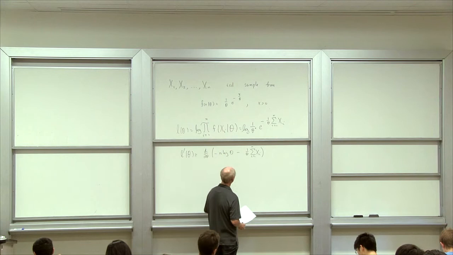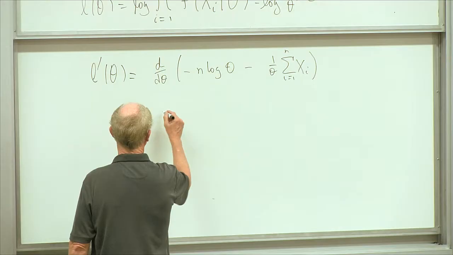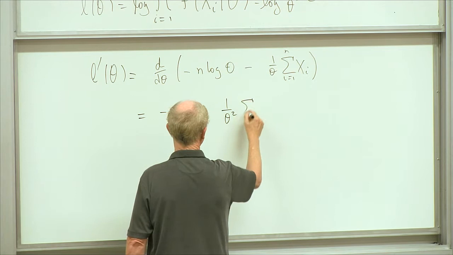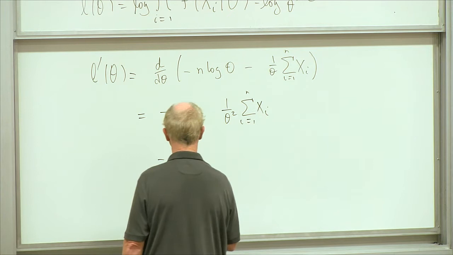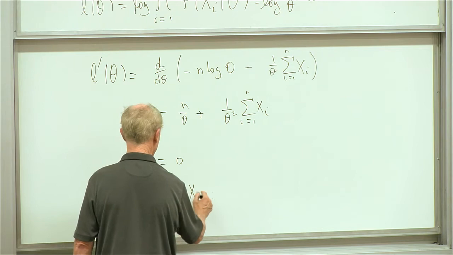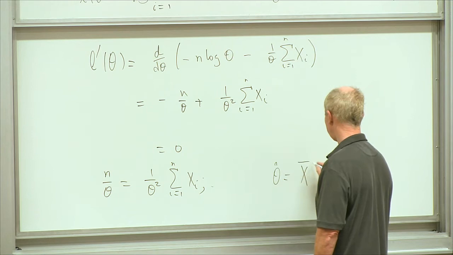So you could leave it like that, or you could expand this to this form. And then we differentiate that. We get minus n over theta plus 1 over theta squared sum of the xi's. Set this equal to 0. We get n over theta must equal 1 over theta squared sum i equal 1 to n xi, which is the same as, when you multiply through by theta squared and divide by n, theta hat equal x bar is the MLE.